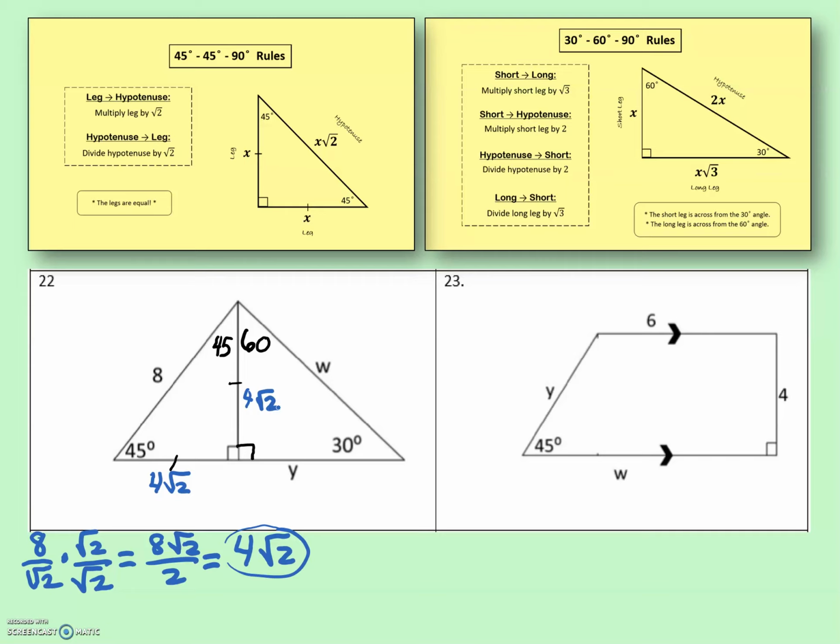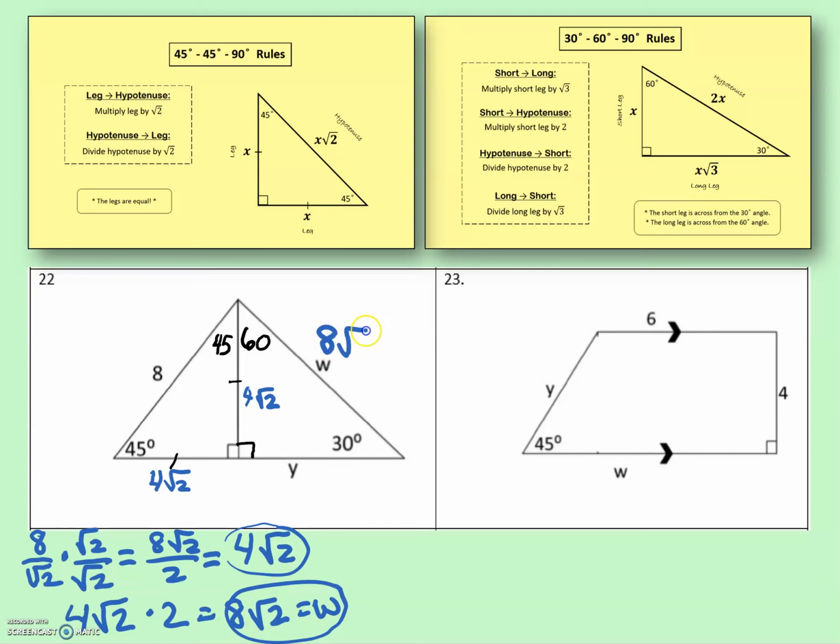Okay, in the 30, 60, 90 triangle here, the 4 root 2 represents the short leg, right, because it's across from that 30-degree angle. So now we can figure everything else out. To get from the short leg to the hypotenuse to find W, so short to hypotenuse, it says multiply short leg by 2. So 4 root 2 times 2 just gives me 8 root 2. And that's going to be our value for W.